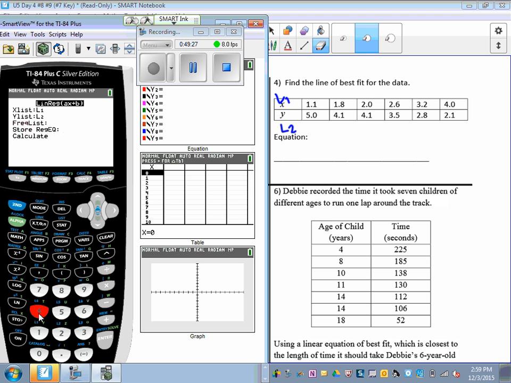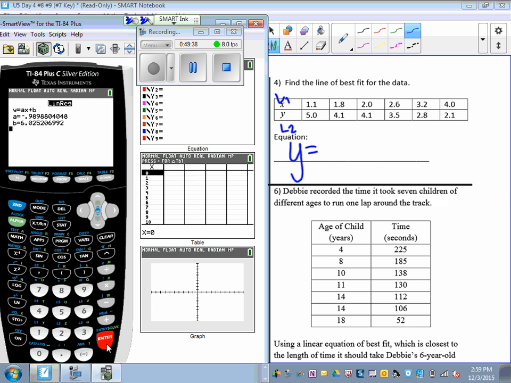And if you have an old calculator, you just hit enter. The newer calculators, keep hitting enter until it says calculate. And here's our equation. So y equals, my a value is negative 0.9898. Let's round it to negative 0.99.